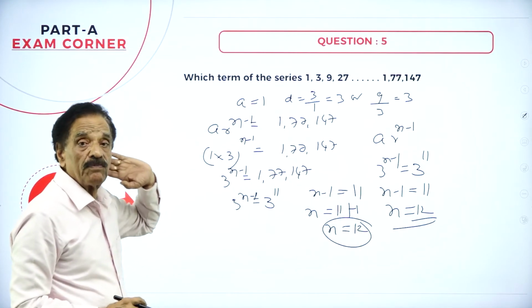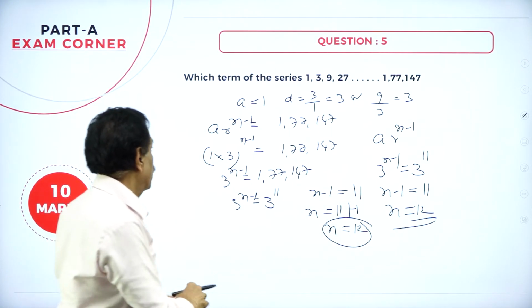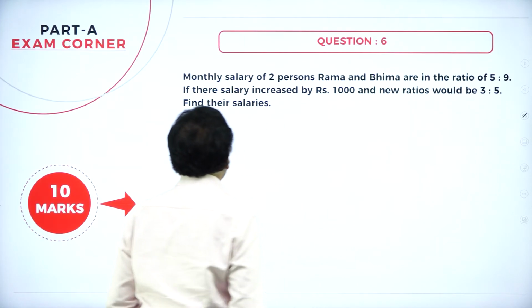Simplification, ar to the power of n minus 1. Then you go to that one.